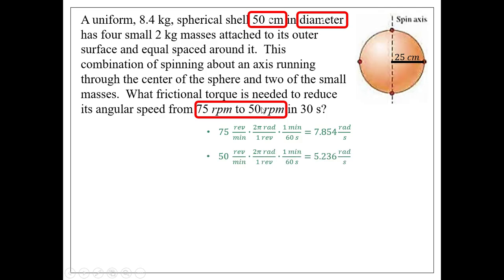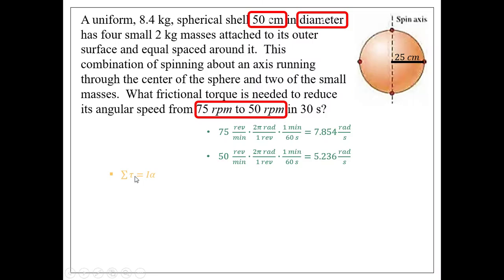And I'm also going to convert 50 revs per minute as well, just to get the conversion out of the way. Again, following the same procedure, 50 revs per minute is equivalent to 5.236 rads per second. Now that I have everything in rads per second, and don't forget, make sure you convert centimeters to meters, I'm just going to go ahead and apply physics here.